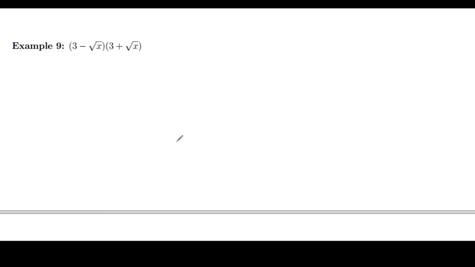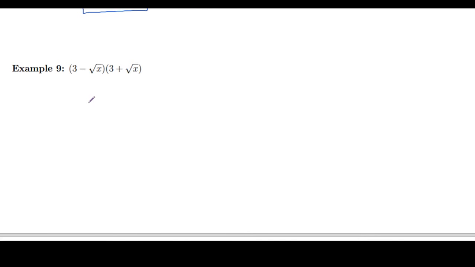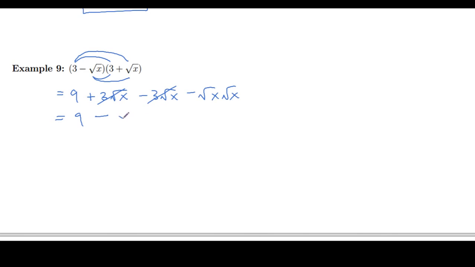Okay, so doing the same thing for this one, two binomial terms we will multiply, right? So 3 times 3 is 9, and then plus 3 root x, and then minus 3 root x, and then minus root x times root x, which will just give us an x. So this will be 9, and the 3 root x terms are negatives, so they cancel, and then this will be minus x.